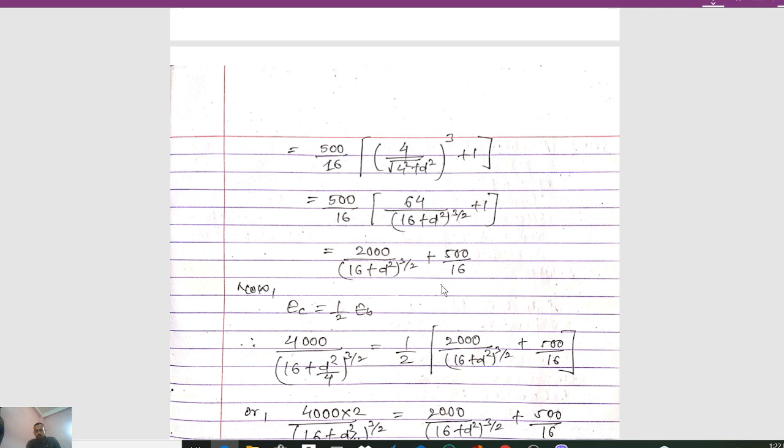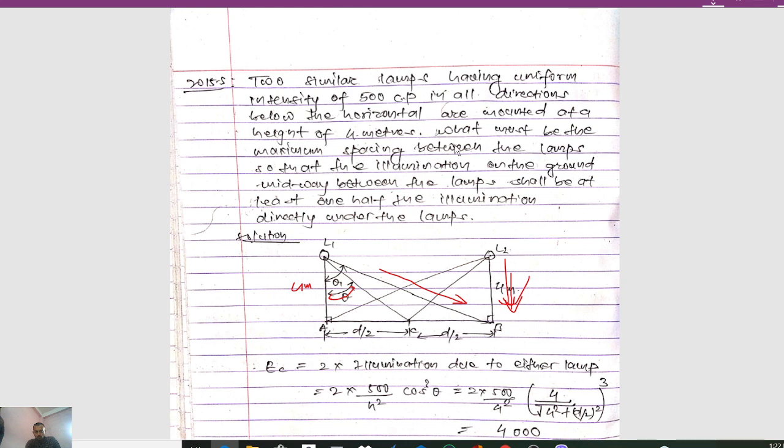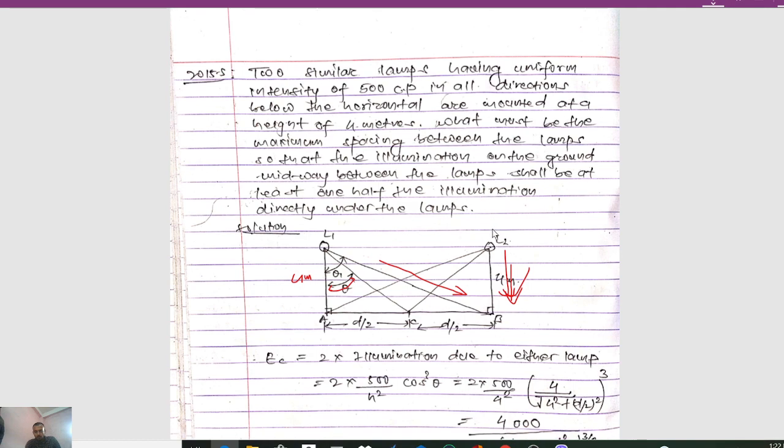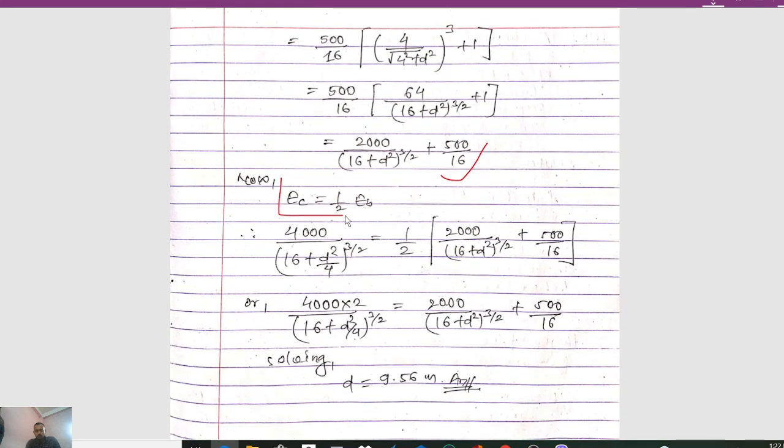plus 500 upon 16. Now, as mentioned in the question, we have to calculate the maximum spacing between the lamps so that the illumination on the ground midway between the lamps shall be at least one half of the illumination directly under the lamp. So this is the condition. It means EC equals half of EB. We have calculated EC, similarly we have calculated EB. So EC equals 4000 upon 16 plus d square upon 4, to the power 3 upon 2, and that equals 1 upon 2 into EB. The value of EB is this, so we directly type this value in the calculator, press shift and calc, and calculate the value at x equal to 0, so we directly get the value of d as 9.56.